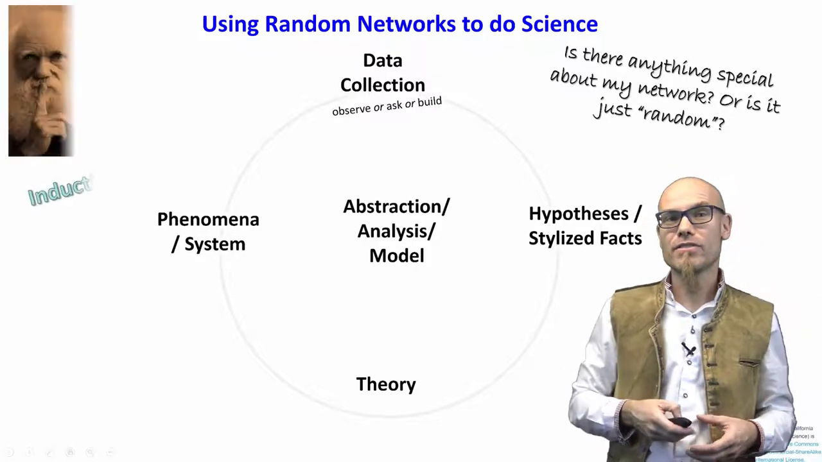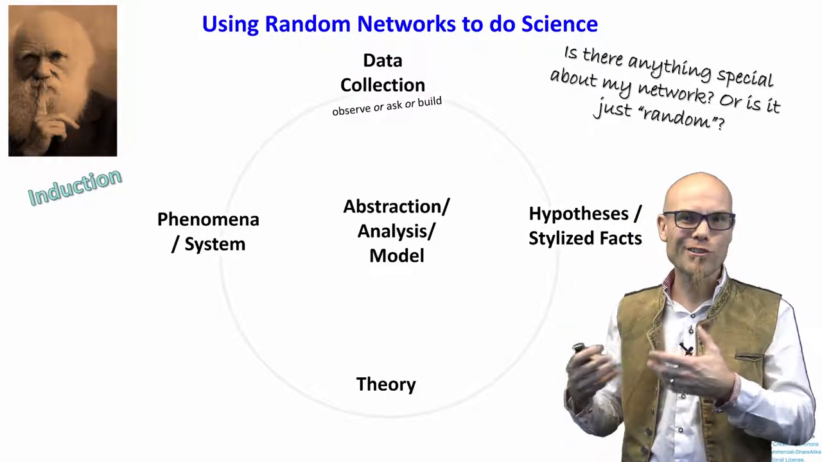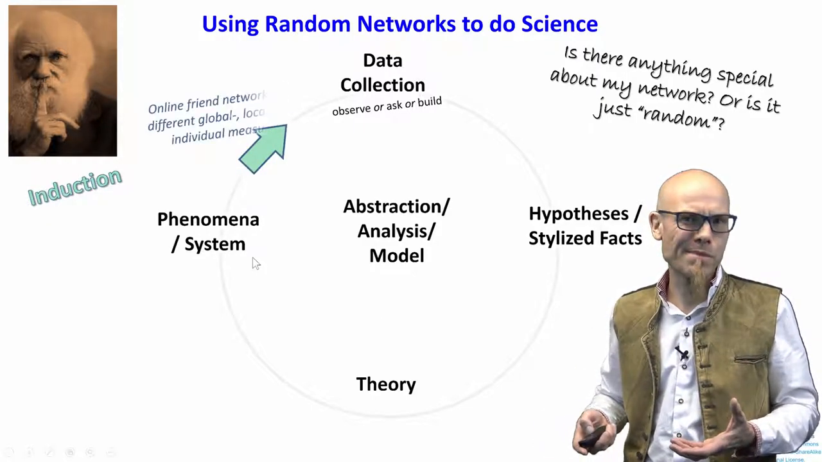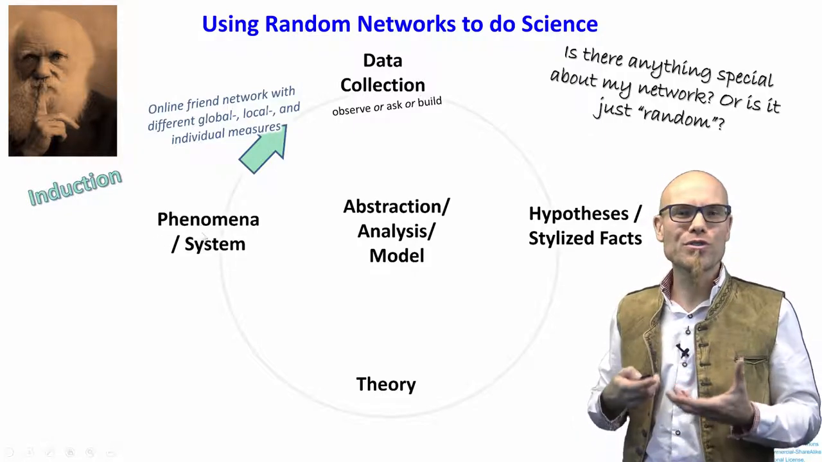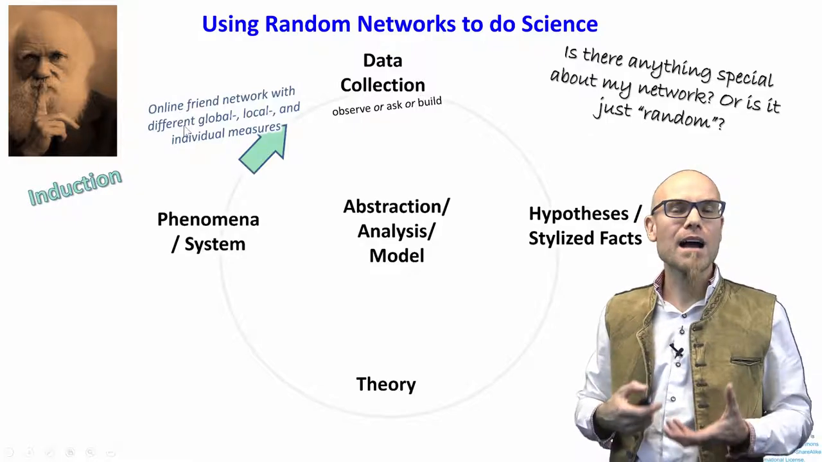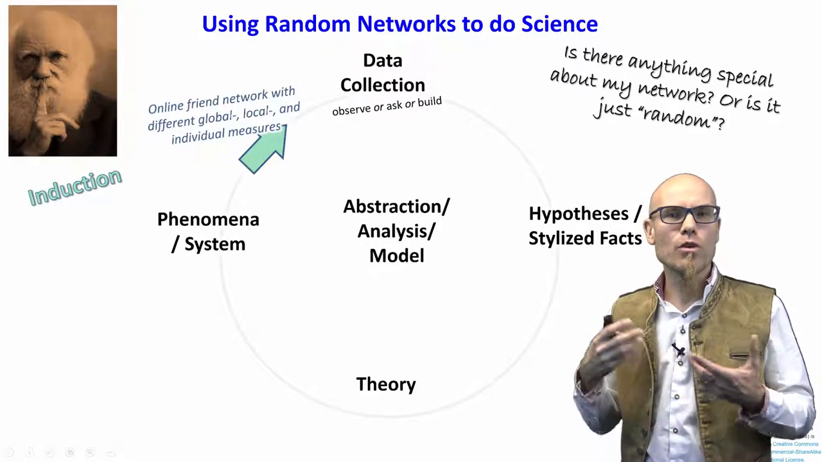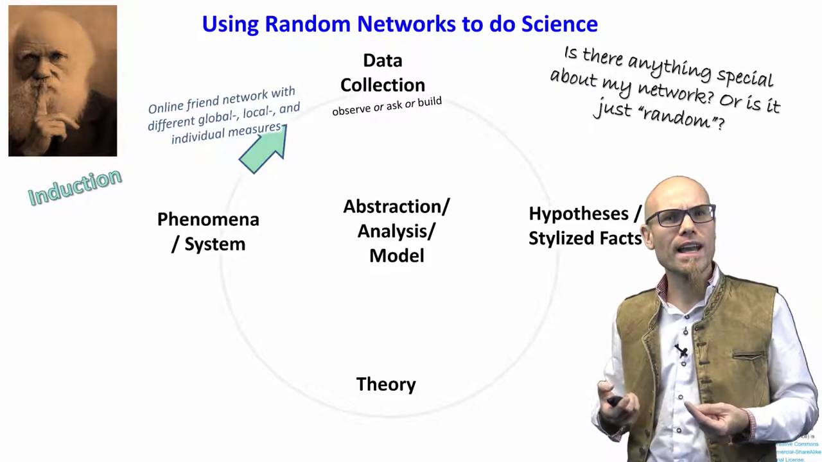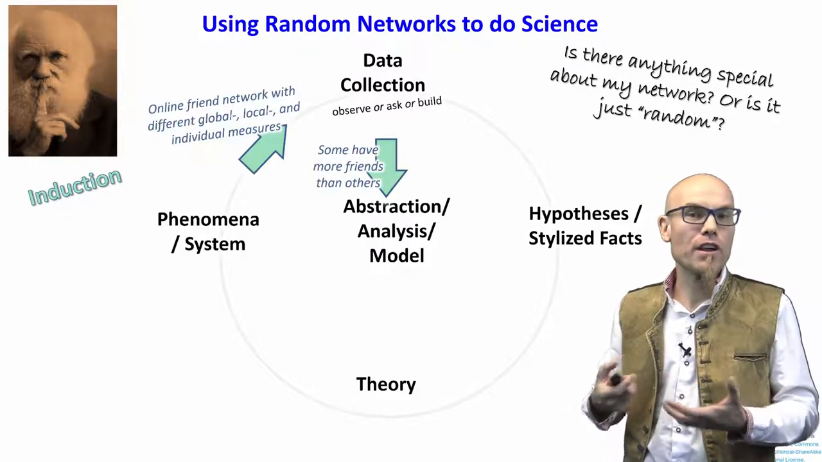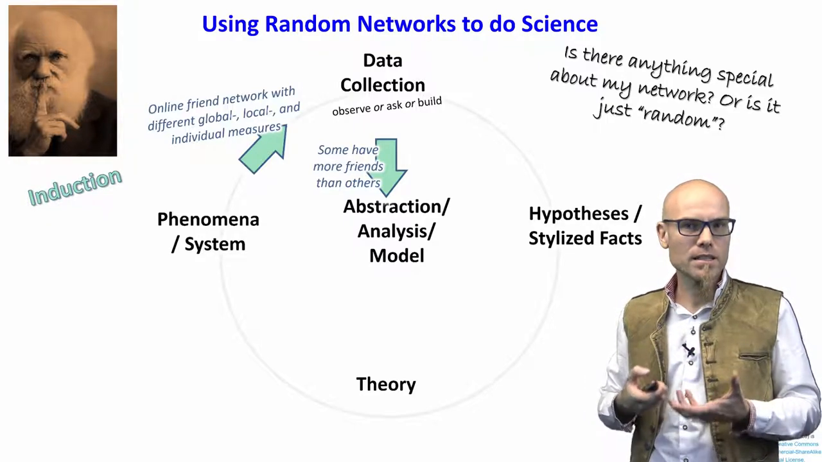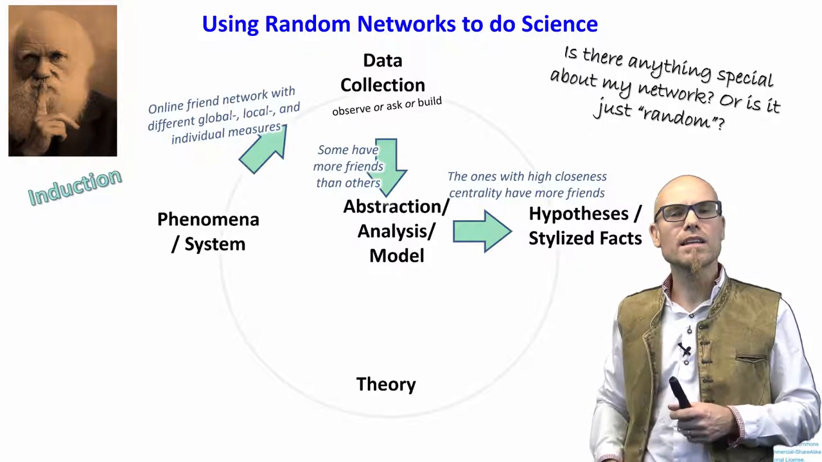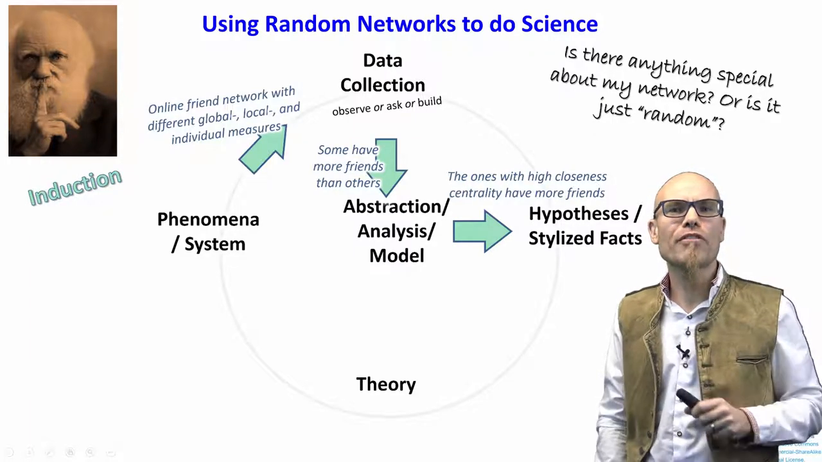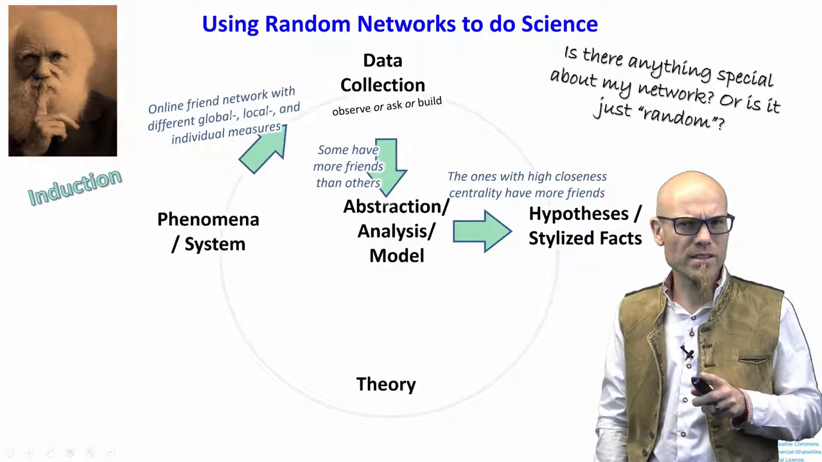For example, if we take our scientific method of induction, and you already know, you can go through the circle in different ways. Darwin went through it as induction. So first we make our observations. Now we don't go to Galapagos in computational methods. We go to an online source, for example, a digital footprint about online friends. And you find an online friend network with different global, local, and individual measures of your network. So you collected this data, and then you analyze it, and you find that some people have more friends than others. So you build your hypothesis based on this pre-analysis, and you hypothesize that the ones with high closeness centrality have more friends. Remember what closeness centrality was?